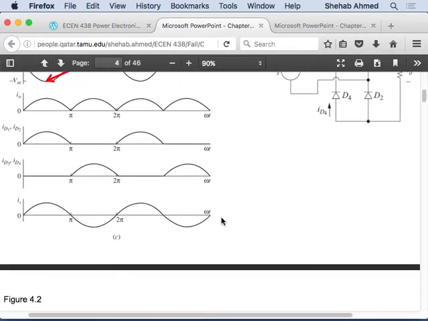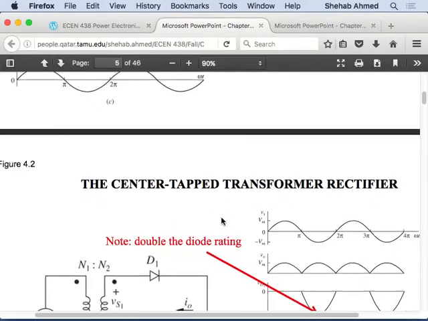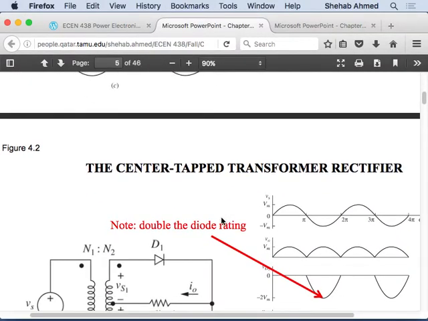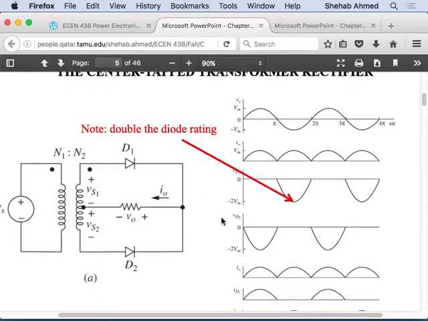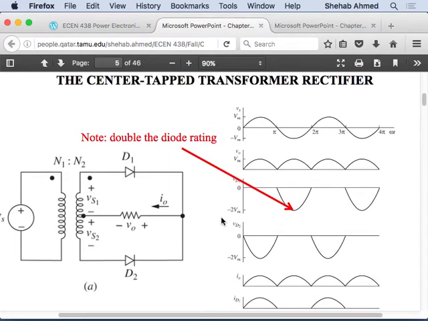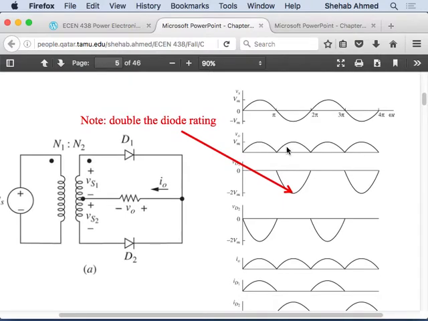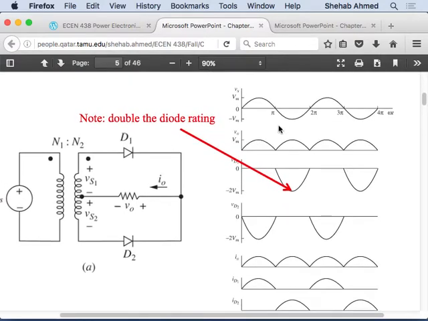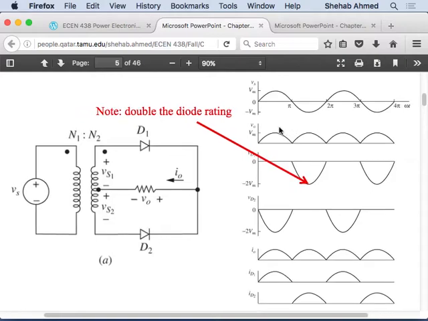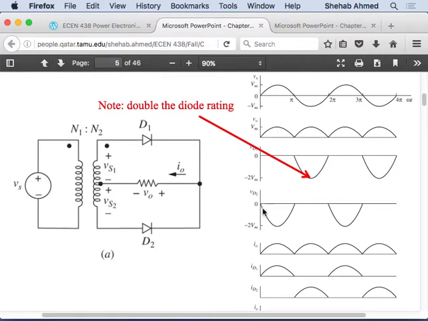So that's the full bridge rectifier. Again, we said that the advantage was doubling the average voltage. So this is called a center tapped transformer rectifier, also full wave. We will see that the output voltage will be a full wave rectified waveform, and we will see why shortly.